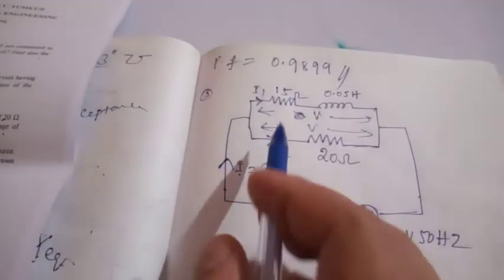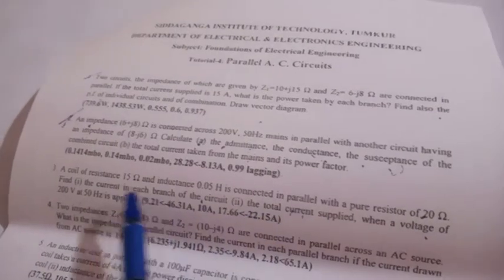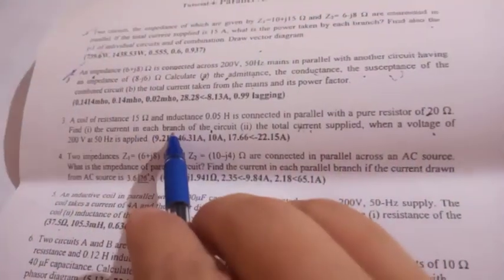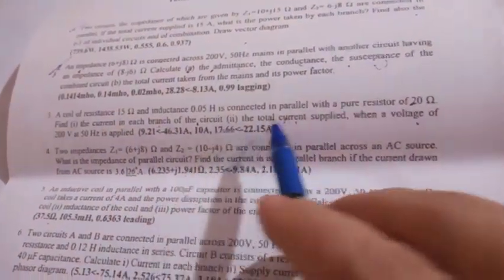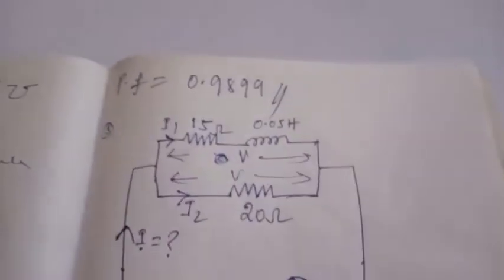Okay, now what do I have to calculate? I have to calculate the main current as well as the branch currents. That's what they have asked: the current in each branch of the circuit, that is I1 and I2, and the total current supplied. So it is similar to the first problem.